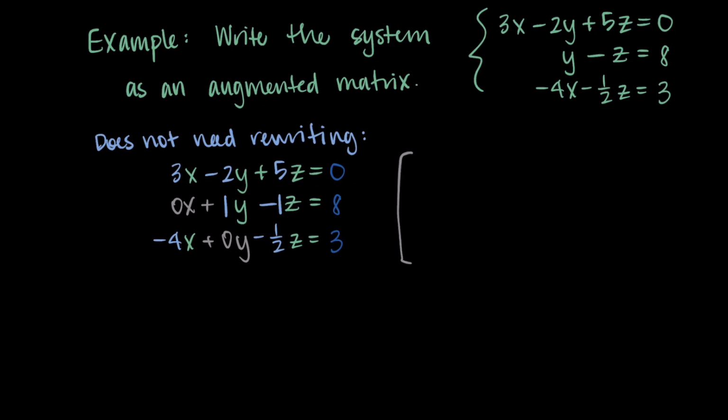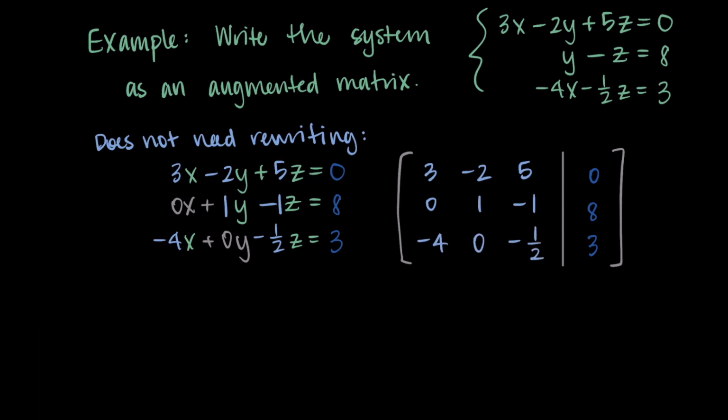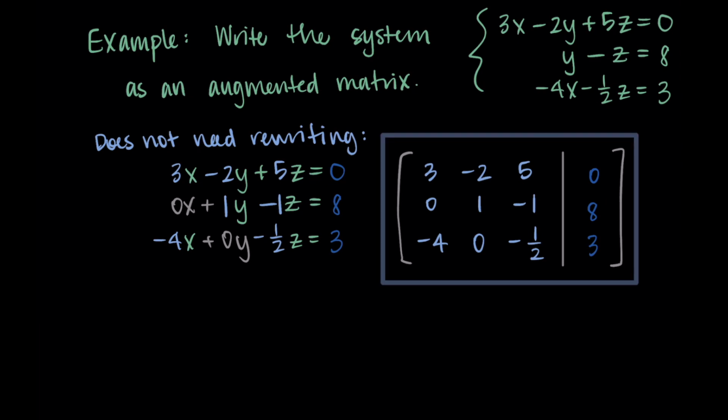So these numbers we now write in our matrix. So we read them across. We have 3, negative 2, 5, and then our 0. We have 0, 1, negative 1, then our 8, and we have negative 4, 0, negative 1/2, and 3. And you should see that these coefficients in this matrix match up with the equations we started with.